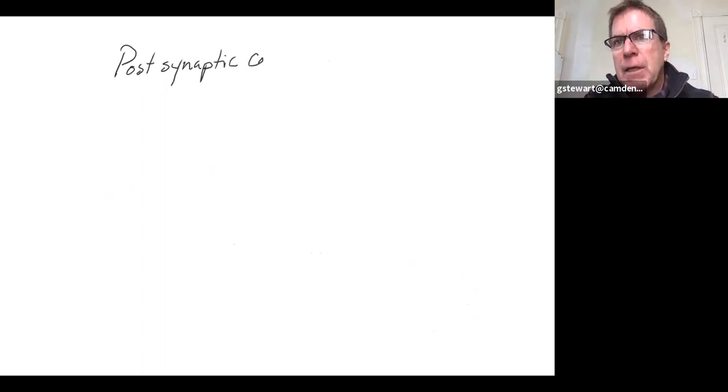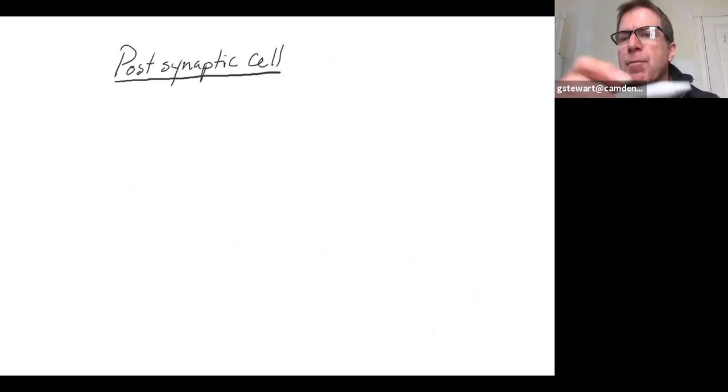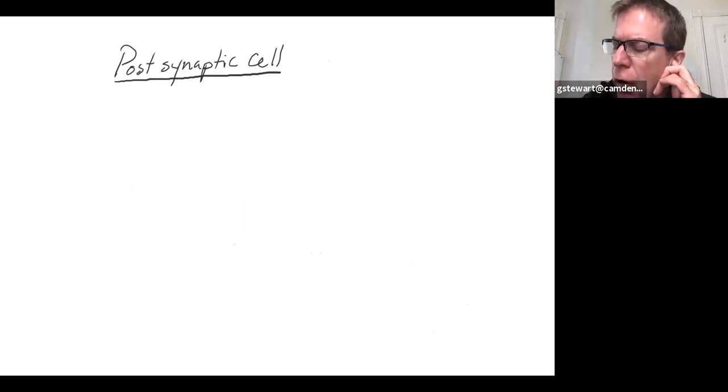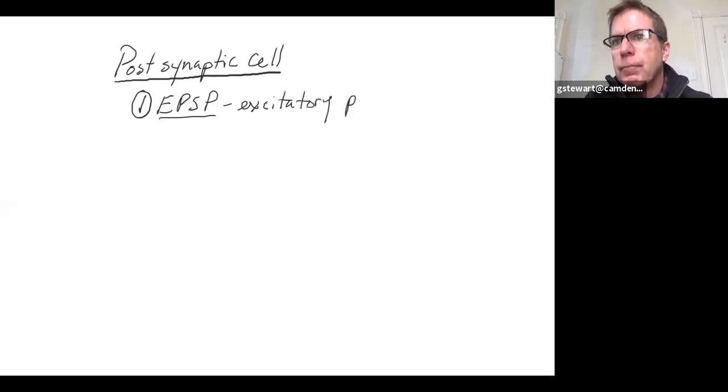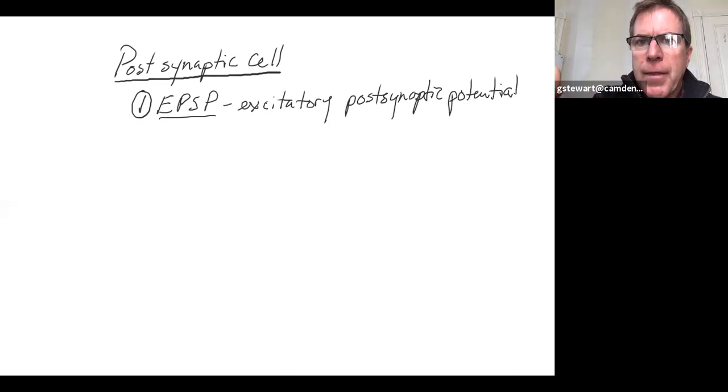The postsynaptic cell just means the cell that receives the neurotransmitter, okay? At the postsynaptic cell, there are two different actions that occur when a neurotransmitter binds to receptors. The first type we know well is called an EPSP, and that stands for excitatory postsynaptic potential. So excitatory is the key word. During an EPSP, the neurotransmitter is released into the synaptic cleft and binds to receptors at the postsynaptic cell, which could be a muscle cell or another nerve cell.